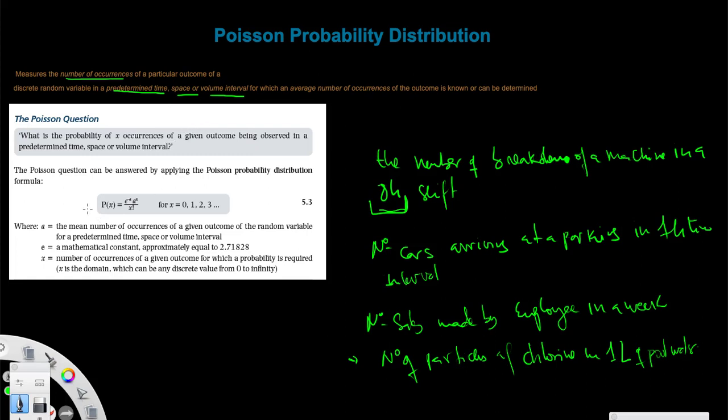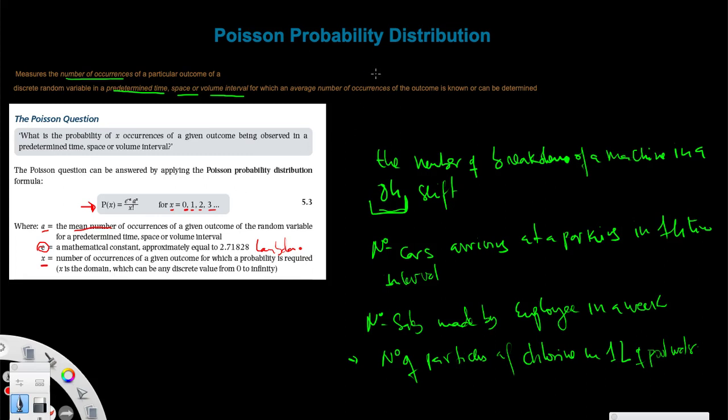So this is what you would see in a Poisson question, and the formula is also different now, so pay attention. This is the formula here. For x, we know it could be a discrete number 1, 2, or 3, where a is the mean number of occurrences given the outcome, and e here is a mathematical constant. You should find it in your calculator already, and x is the number of occurrences of a given outcome for which the probability is required. So this is how you do a Poisson.